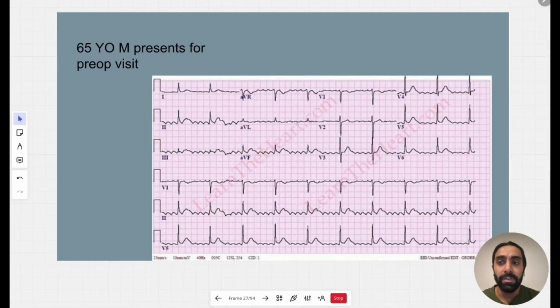All right, so you have a 65-year-old male who presents with a pre-op visit, so they're asymptomatic. And this is the reason why we get EKGs when somebody's coming for a pre-op visit. You want to exclude any type of arrhythmia that needs to be treated, or any type of ischemic findings like Q waves or something like that. So go ahead and review this one, and then I'll give you the answer.